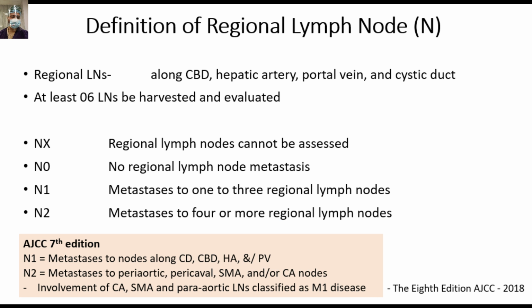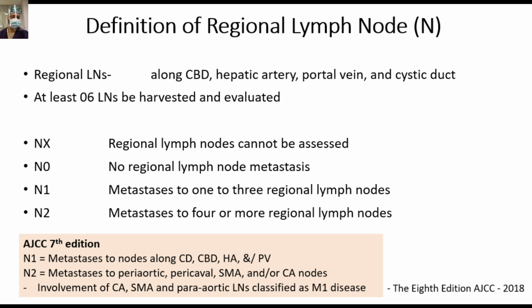So friends, coming to the regional lymph nodes. The regional lymph nodes are along the CBD, hepatic artery, portal vein and cystic duct. So that will be mainly station 12 lymph nodes and station 8 lymph nodes. That is all the lymph nodes toward the right of the celiac trunk, and we have already made a detailed video on the lymph node stations. Lymph node stations are common for gastric cancer, gallbladder cancer, and esophageal cancer. And please have a look at our gastric cancer series, so you will have a better understanding of the lymph node stations.